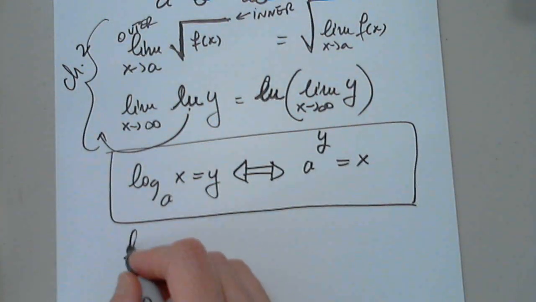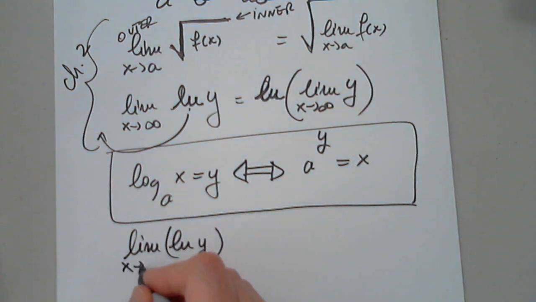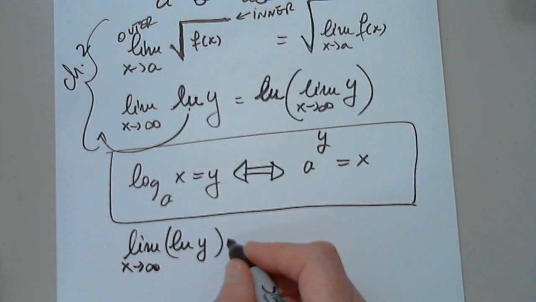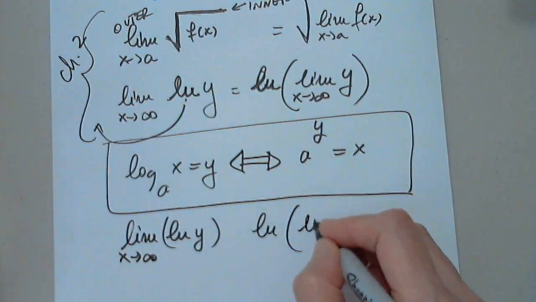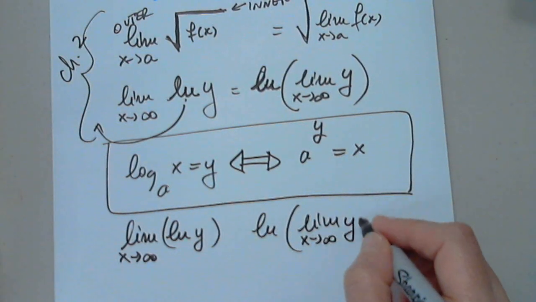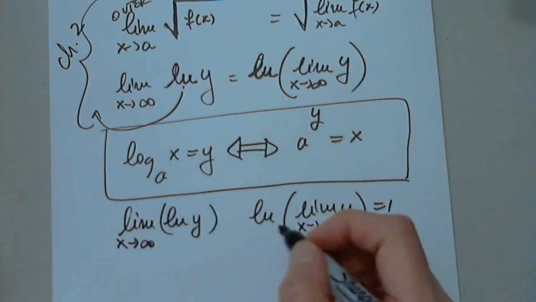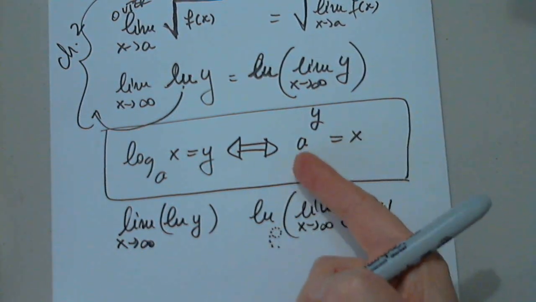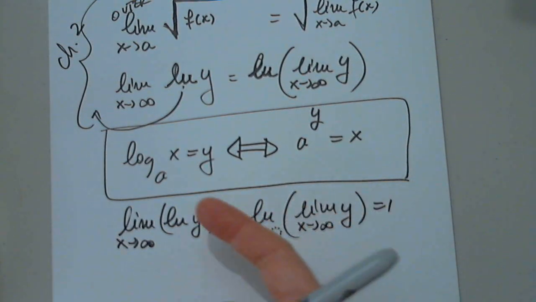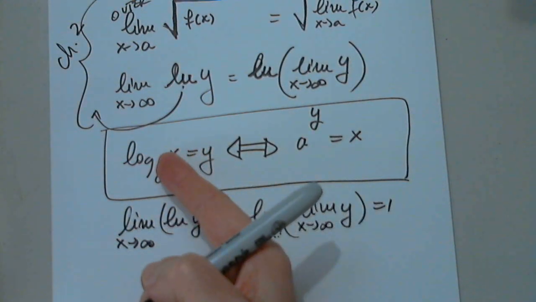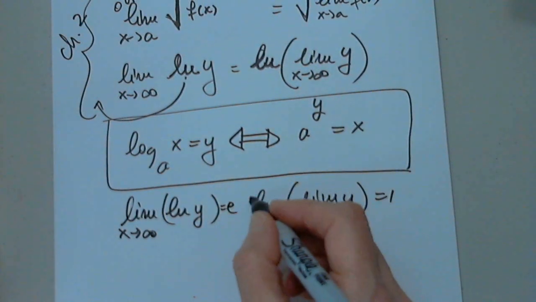So what we had was that the limit of natural log of y as x approaches infinity was natural log of the limit as x approaches infinity of y equals 1. So I have the natural log or log, it doesn't matter. The base is e. So I'm using this: e raised to 1 equals this. So then that's why this is e.